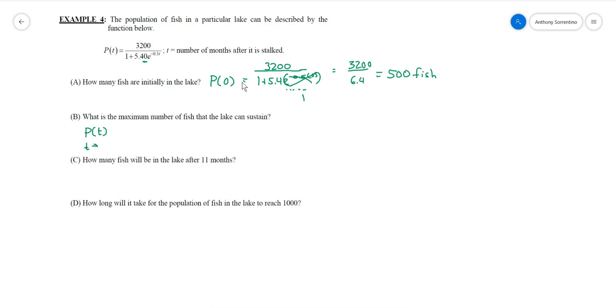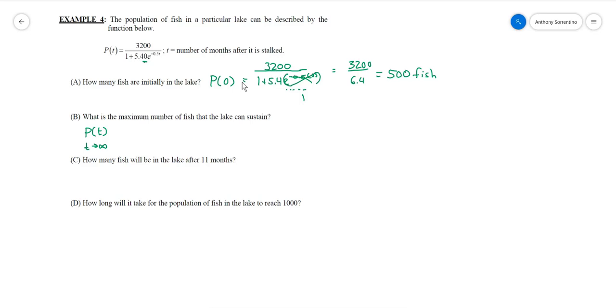As t approaches an infinite amount, as we keep going and going, assuming that we're not going to stock it again, which isn't really what happens typically. But if we kept going, what's the maximum number of fish that the lake can sustain based off of what this function's telling us? Because this function would eventually level off at a y value that I'm not going to go past. It basically does have a horizontal asymptote, and I want to figure out where that is.